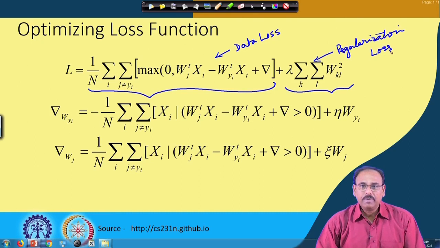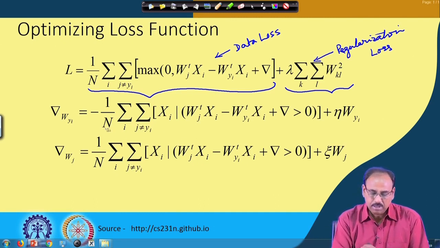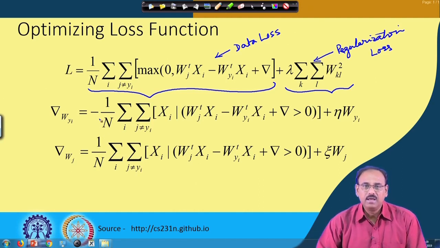In order to minimize this loss using the gradient descent approach, we have to take the gradient of this loss function with respect to W y i and the gradient of this loss function with respect to W j. The gradient with respect to W y i is given by this: minus 1 over n, the sum of all those x i, all those training vectors, for which W j transpose x i minus W y i transpose x i plus delta is greater than 0.